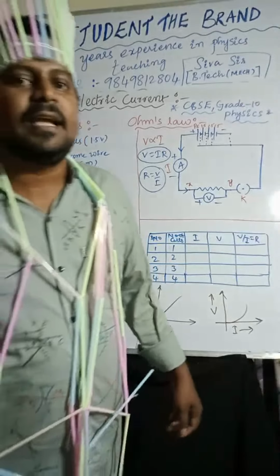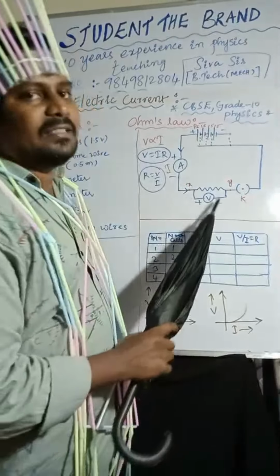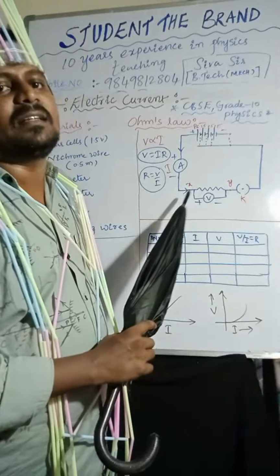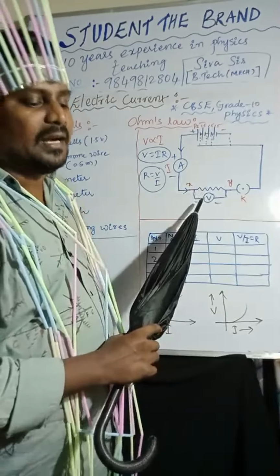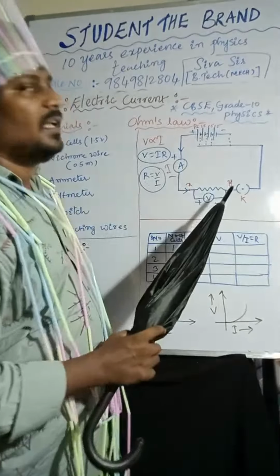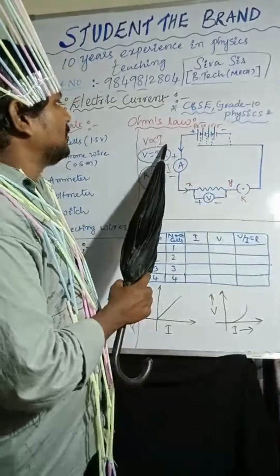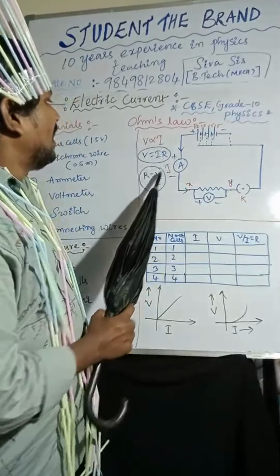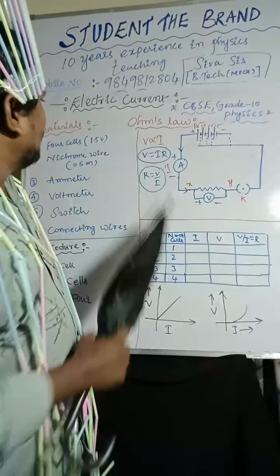So now you can see, the potential difference across the ends of the given metallic conductor is directly proportional to current flowing through it. V is directly proportional to I, V equal to IR, R equal to V by I.